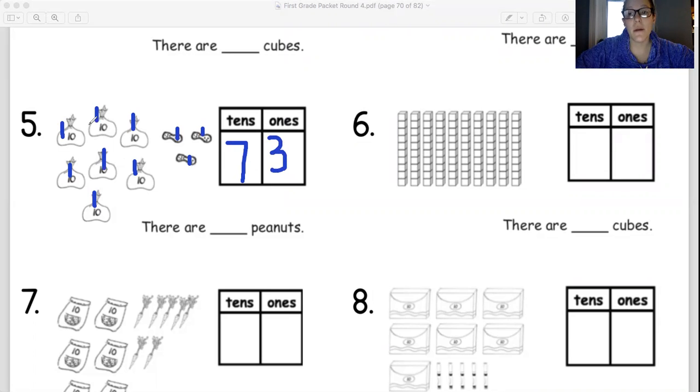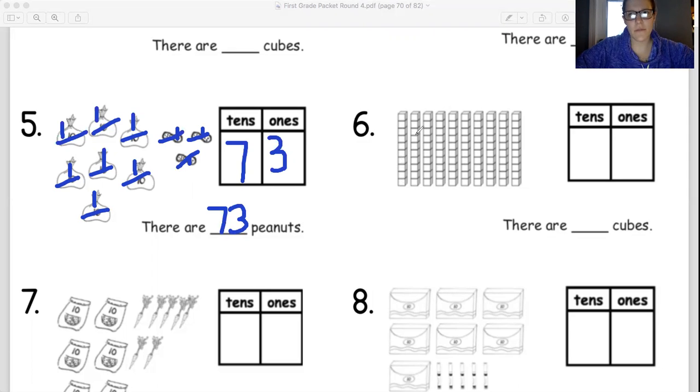Here's where we want our big number. We're going to count by 10s this time. 10, 20, 30, 40, 50, 60, 70, 71, 72, 73. There are 73 peanuts. Okay, let's check number 6.